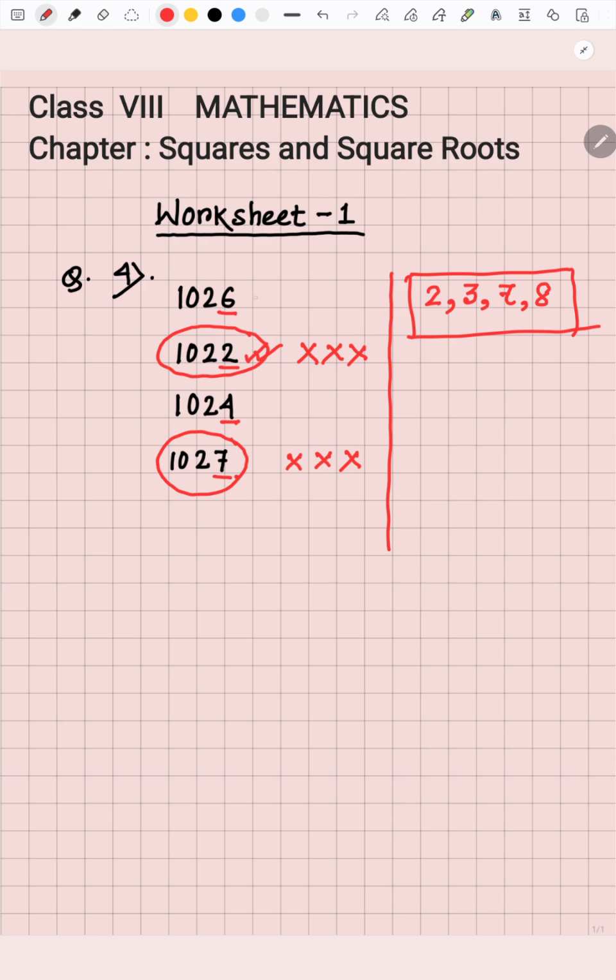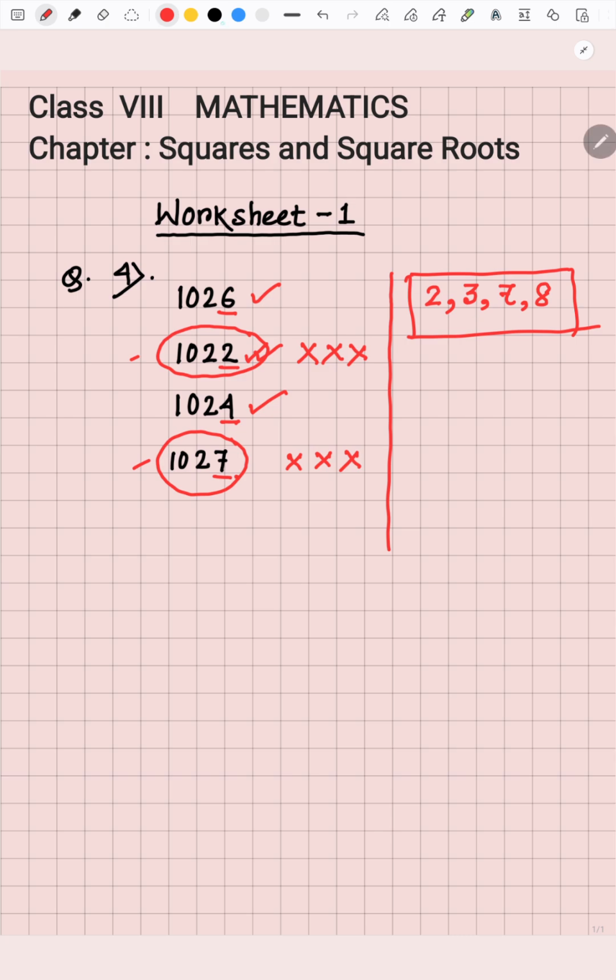There is a possibility that this number may be a perfect square. We are not sure about this, but it may be. In this number 1024, it may be a perfect square. We don't know, we need to verify it, but just by observing we can tell that these two numbers are not perfect squares at all.